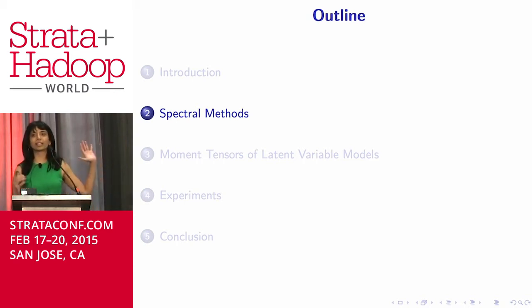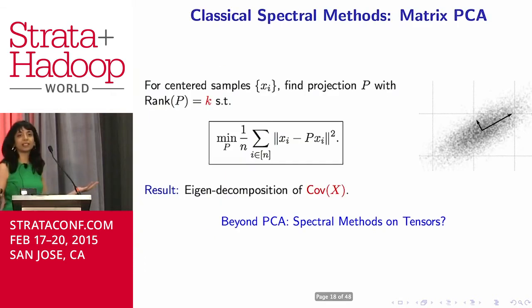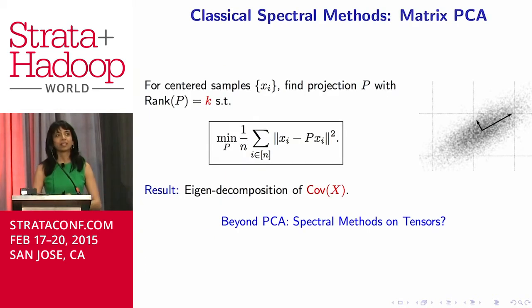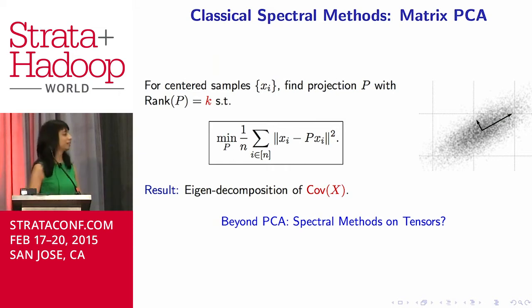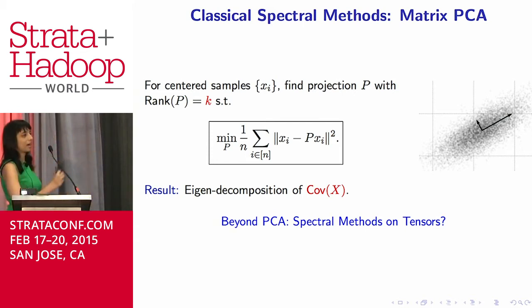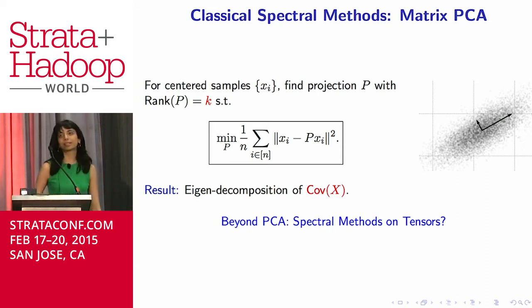So first, I'll show the classical spectral technique, right? I'm sure all of you here are aware of PCA, right? So you look at the data, you want to find a low-dimensional projection of the data, and it can be done efficiently through eigendecomposition of the covariance matrix of the data. So this is very easy to run. These matrix methods can be easily parallelized, scalable. But the question is, can we look beyond this?